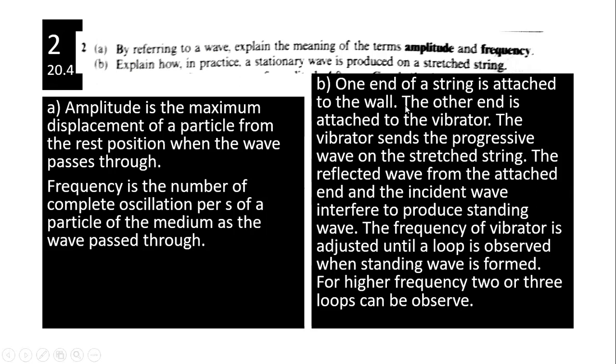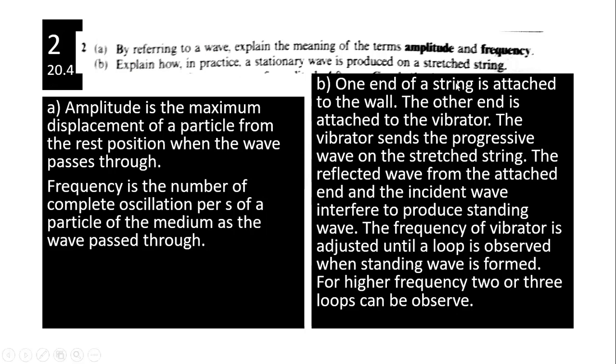It is produced by the superposition of two progressive waves of the same amplitude and frequency traveling in different directions. Right? Superposition of two waves traveling in opposite directions, same speed, same amplitude, same frequency. Okay, how do we produce it?